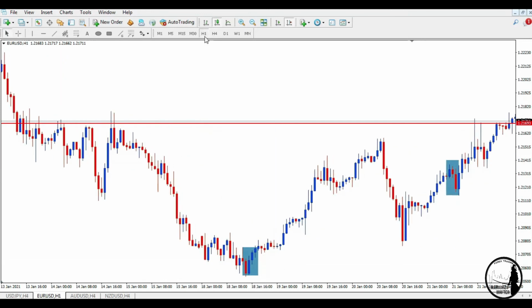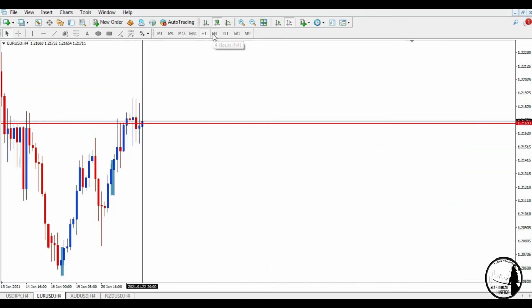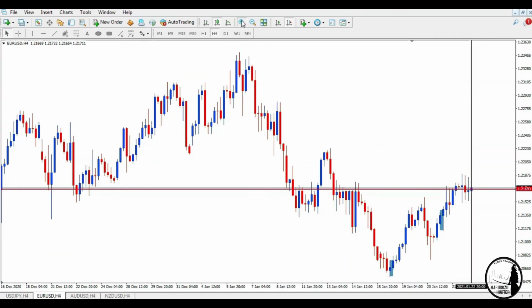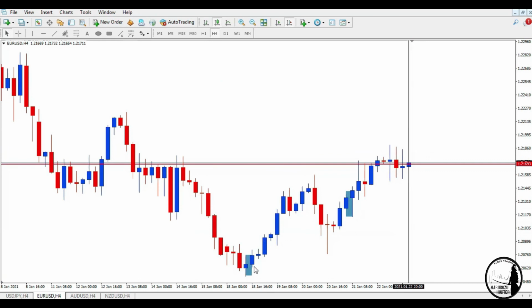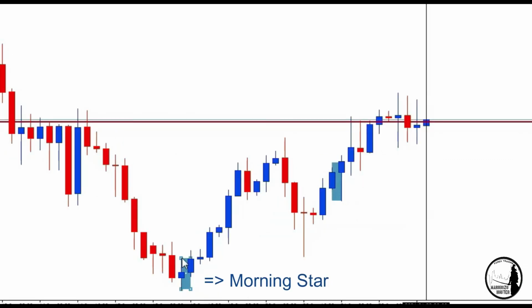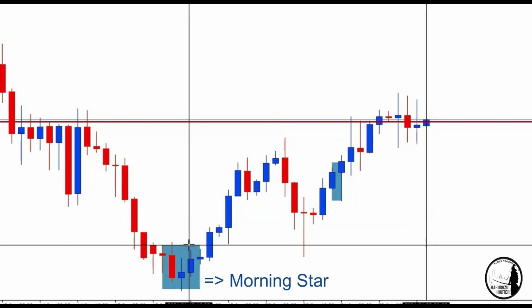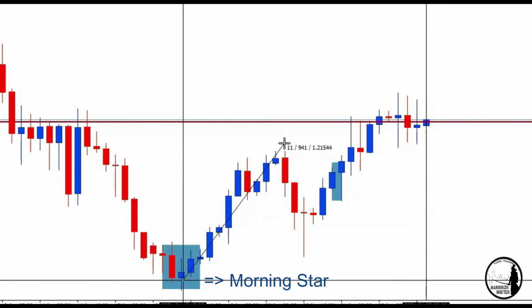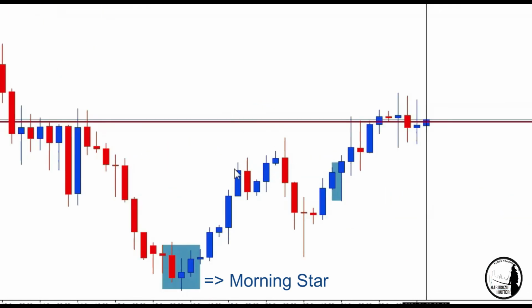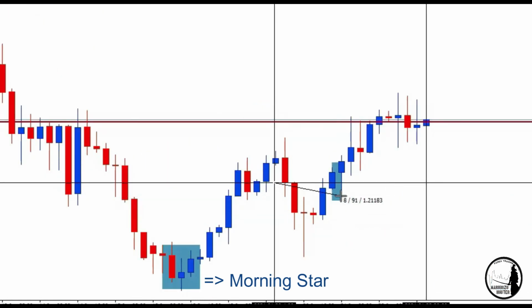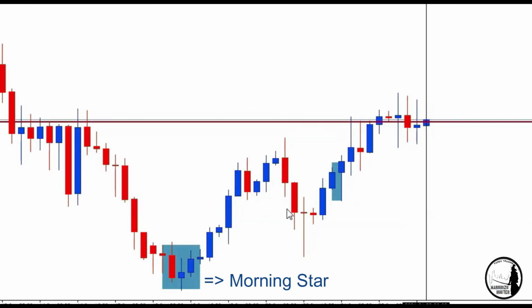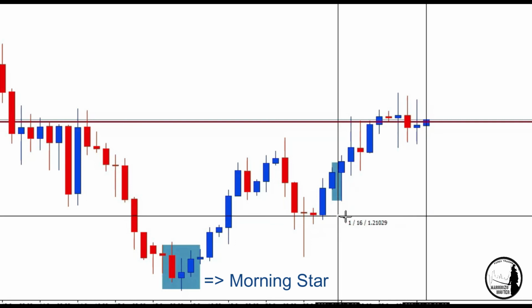So here is at the H1 time frame, but if you go to H4, actually there is a pattern of morning star. So this is a morning star pattern. After this candlestick pattern, the price goes up around 94 pip. So you need to bear in mind, the higher the time frame, the more valid the price action.